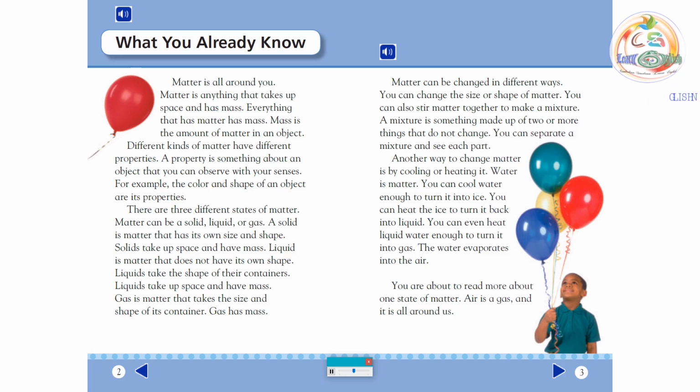There are 3 different states of matter. Matter can be a solid, liquid, or gas. A solid is matter that has its own size and shape. Solids take up space and have mass. Liquid is matter that does not have its own shape. Liquids take the shape of their containers. Liquids take up space and have mass. Gas is matter that takes the size and shape of its container. Gas has mass.